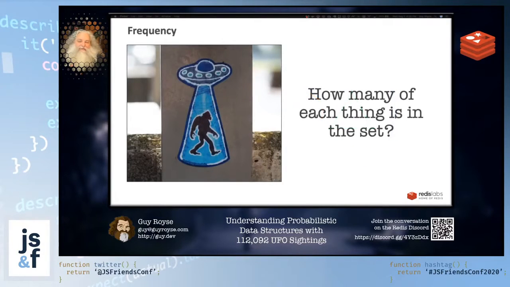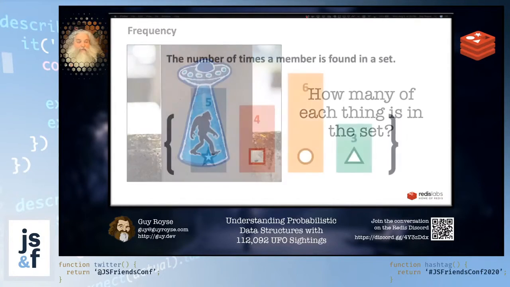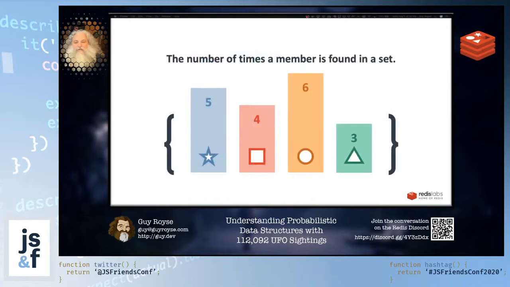Frequency is a little different. It answers how many of each thing is in a set. So you could add the square to the set twice, and the cardinality would not count the square twice. It would only count it once. Whereas a frequency would show you that there are 5 stars, 4 squares, 6 circles, and 3 triangles in the set. And so frequency allows us to look at how common things are in a set. It lets us count things within a set. And so that's another common thing that we look at.